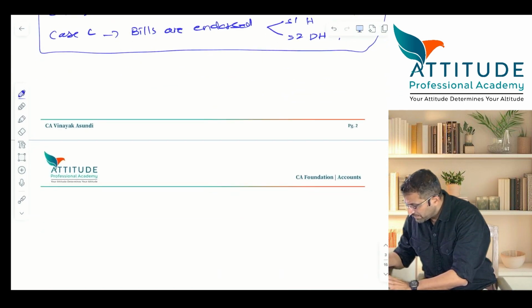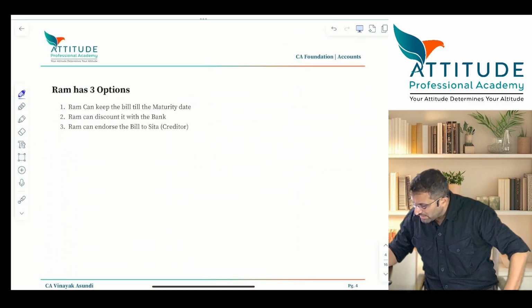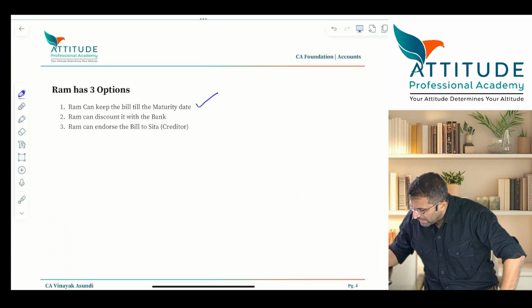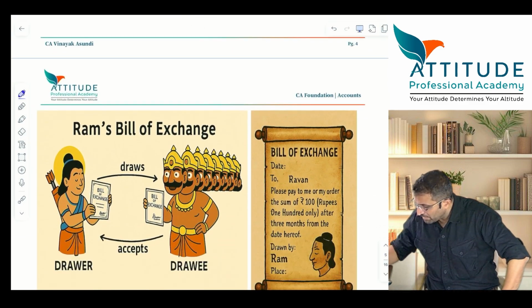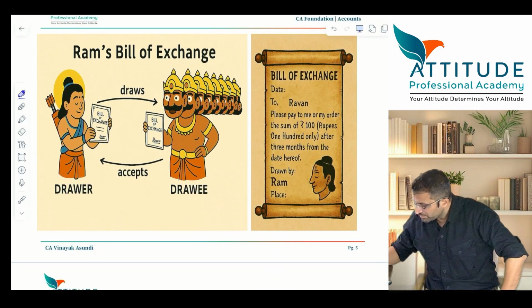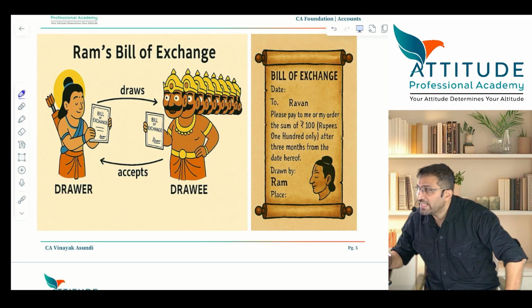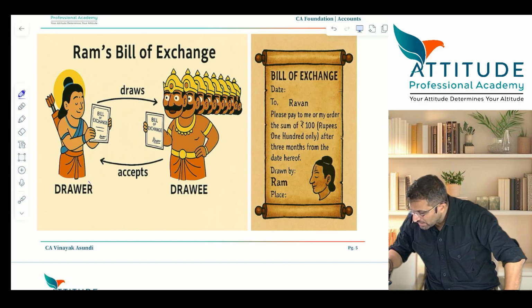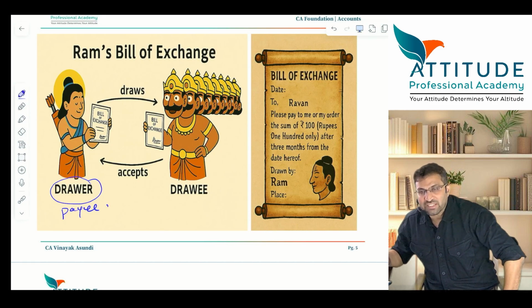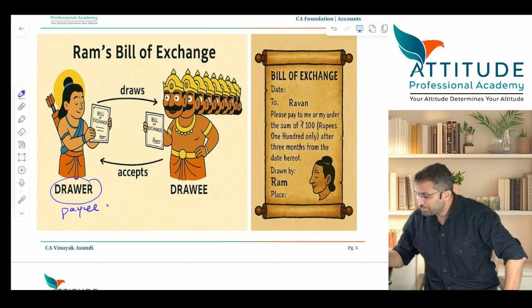Now have a look at it. 3 options. Ram can keep the bill till the maturity date. Ram can discount it to the bank. Ram can endorse the bill to whom? Sita, his creditor. I gave an example. See what has happened here. Ram draws the bill, Ravan accepts it and he is holding the bill. There is no third party involved here. So who is Ram? Ram is a drawer as well as payee. He is a payee because he is only holding the bill up to maturity.